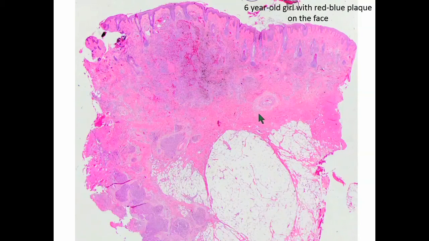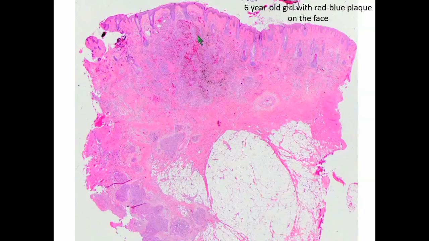So now I wanted to switch from the malformations to just show you a couple of slides on how we use this information in tumorigenesis, the vascular tumors. So this is a 6-year-old girl with a red-blue plaque on the face that we received. It's an excisional biopsy. Right at the outset, this is a very concerning biopsy.